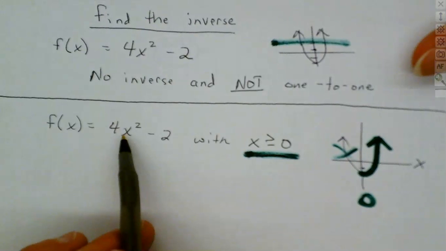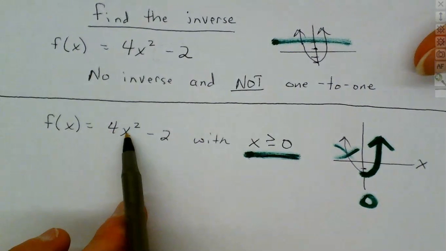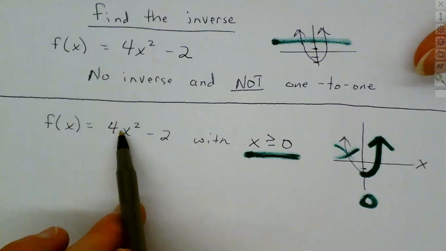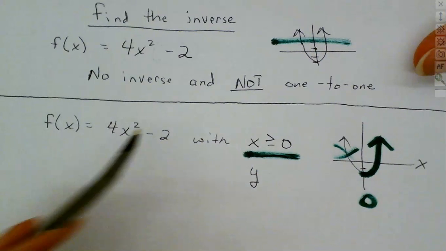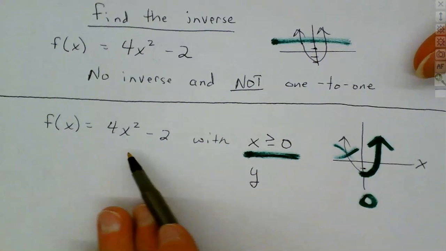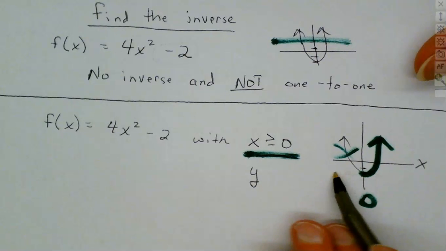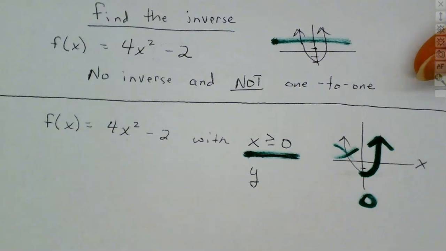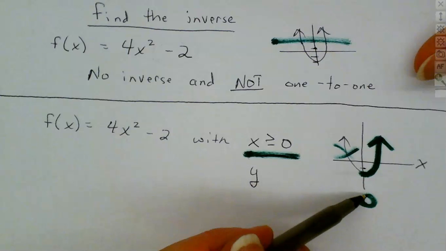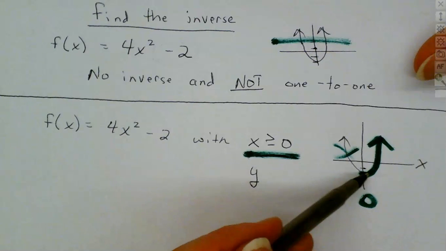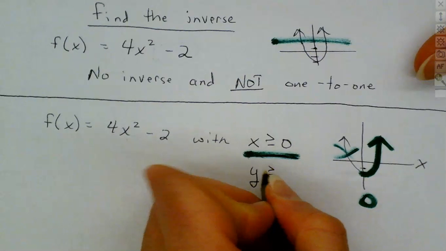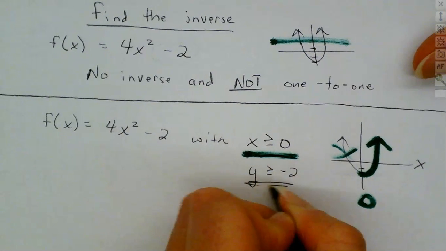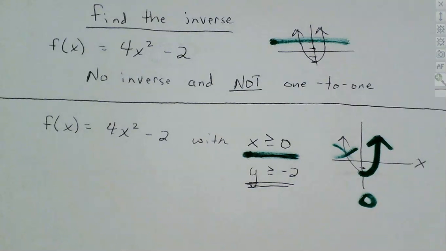Okay, if I plug in 0, I have 0 squared, which is 0 times 4 is 0. 0 minus 2 is what? Minus 2. Now, look at that along with your picture. Here's your minus 2 down here. Can y ever go below that? No, because here's my picture, right? So your y has to be greater than or equal to negative 2. We had to find that part.